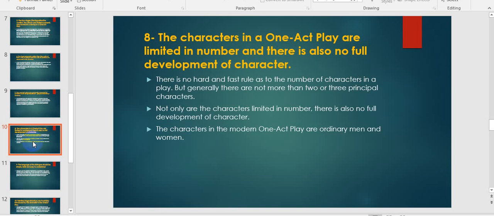Besides this, the characters in a modern one act play are ordinary men and women. They are neither saints nor devils. They have all the faults and weaknesses, as well as all the virtues that ordinary human beings have. If they were otherwise, it would make the play unnatural, unrealistic, and unconvincing.